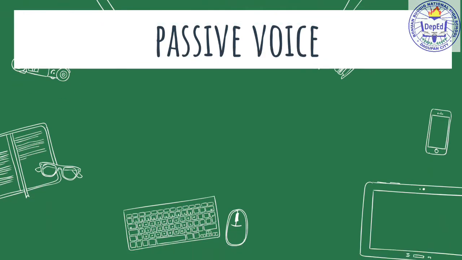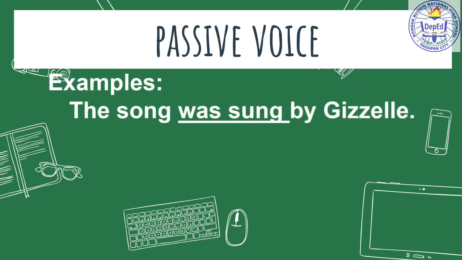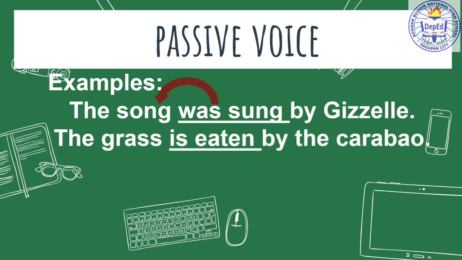Now here are example sentences in the passive voice. Sentence number 1. The song was sang by Giselle. The subject in this sentence, song, is the receiver of the action, sang. Focus your attention on the verb form was sang. The second sentence is the grass is eaten by the carabao.